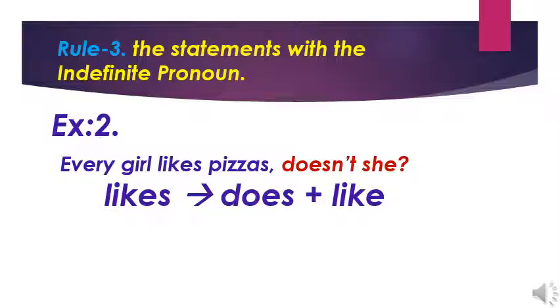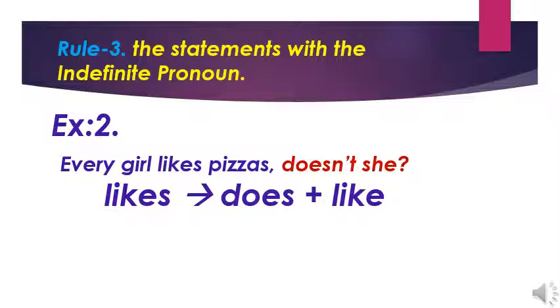According to the rule, to pull out the auxiliary verb from the main verb, we will split the main verb and get an auxiliary verb in order to form a question tag. So, likes is equal to does plus like. It's a single girl. Every girl means single girl. It's not everybody, it is every girl. So, I am taking does only.